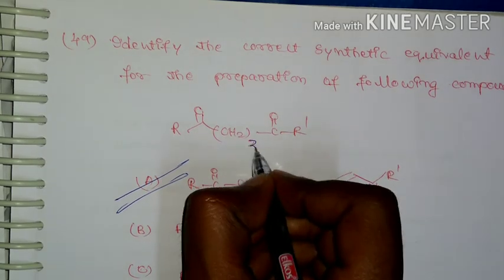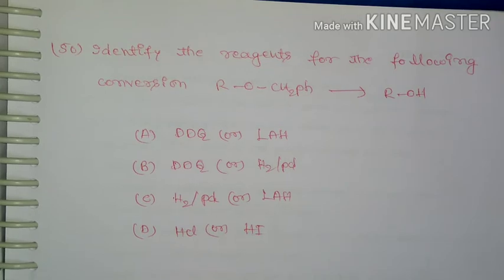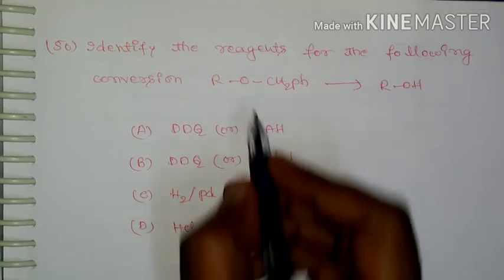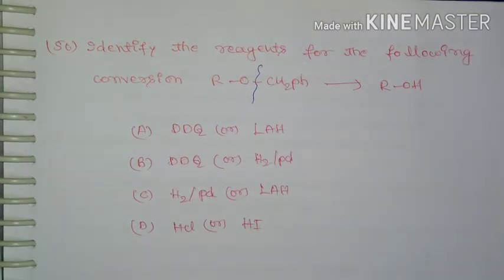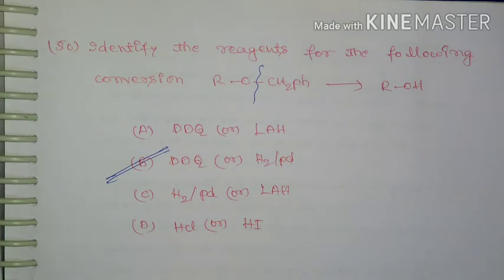Actually here it is 3. Identify the reagent for the following conversion. Here it is a deprotection reaction, and it can be carried out by using DDQ or hydrogen over palladium.